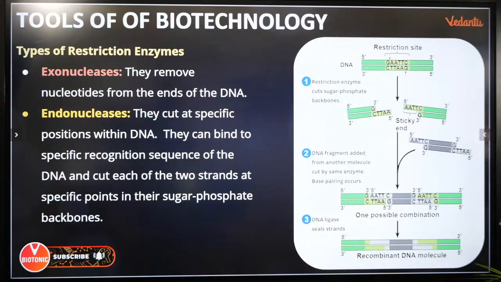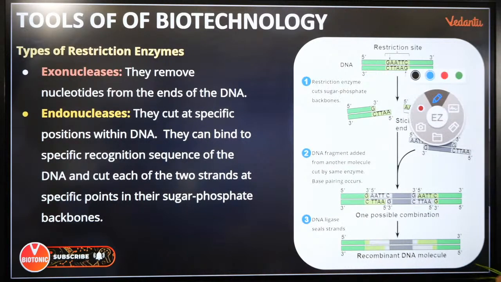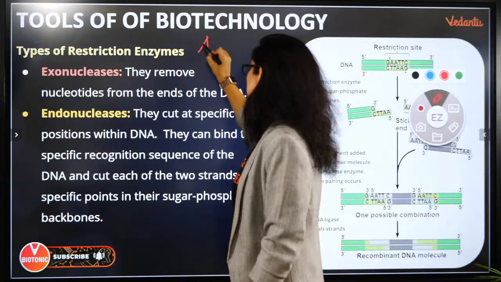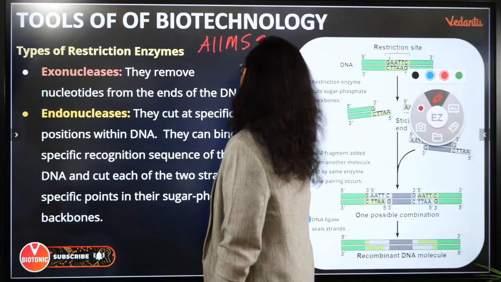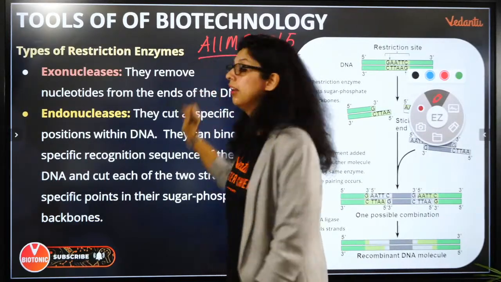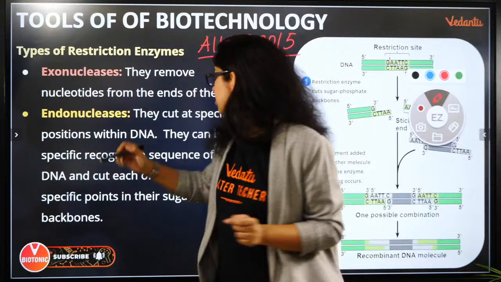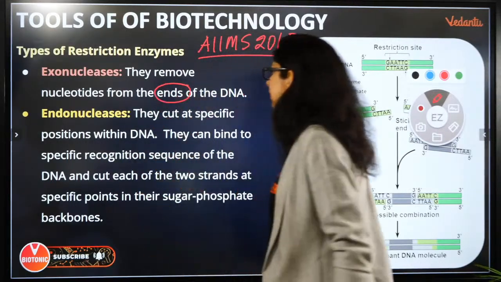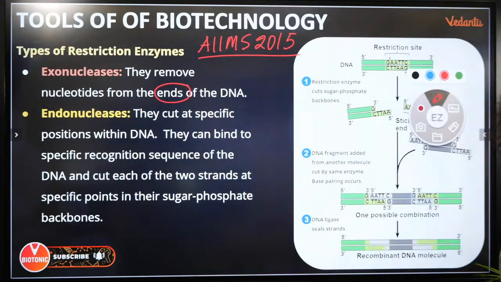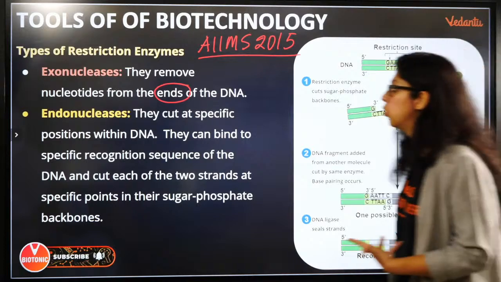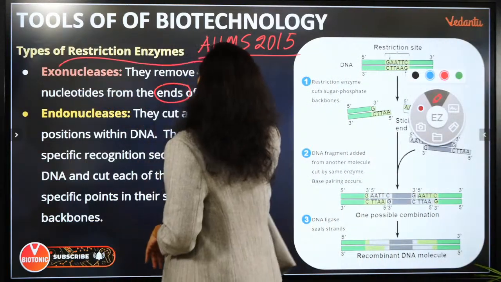Now, what are the types of restriction endonuclease? This has come in exams multiple times. This is an AIIMS 2015 question also. If I cut the DNA at the ends of the DNA, if the cut which I'm making is at the end, it's called exo. The word exo comes from exit.